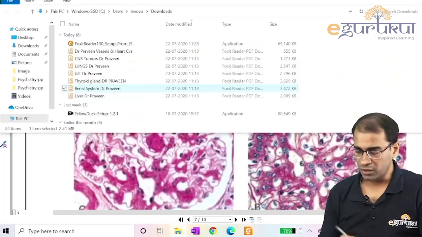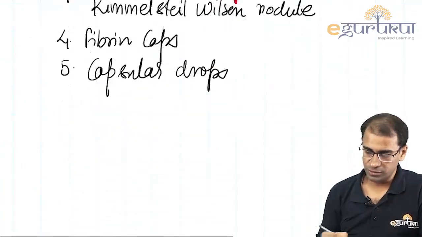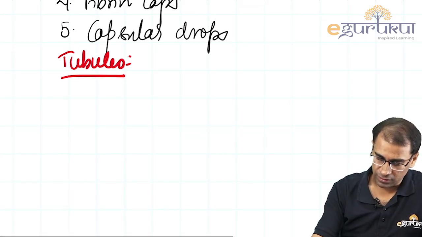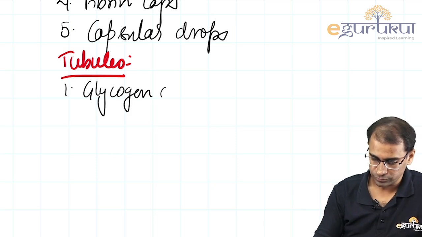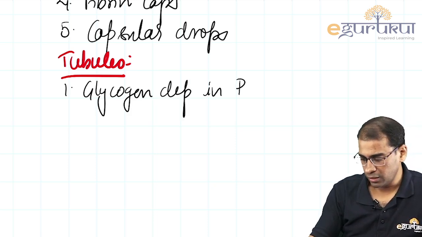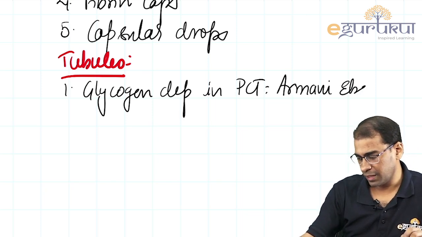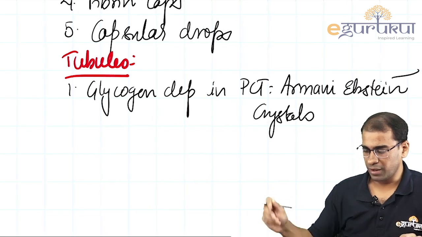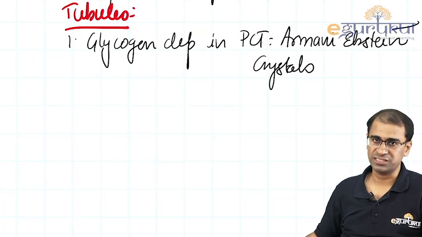Let's now see what are the findings you expect. What finding you expect in the tubules? So in tubules, you expect glycogen deposits in the proximal tubules referred to as Armanni-Ebstein crystals. Okay, Armanni-Ebstein crystals are seen in the tubules of the diabetic nephropathy cases.